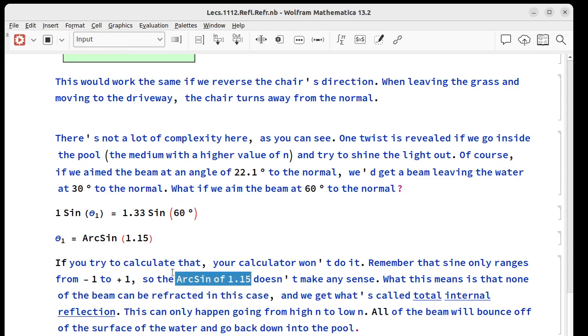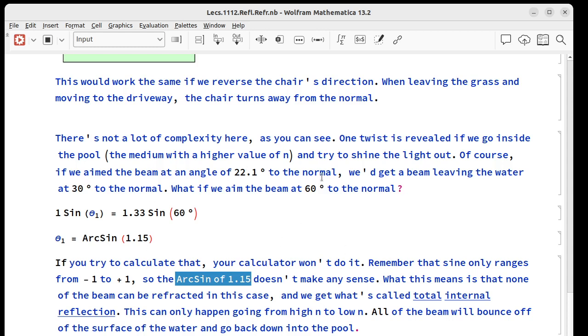What this is telling us is the light can't leave the water in this orientation. It's just going to bounce off the surface and go back down in the pool. And that's called total internal reflection. So this only happens when you're going from a high value of n to a low value of n. All of the beam bounces off the surface of the water and goes back down into the pool.